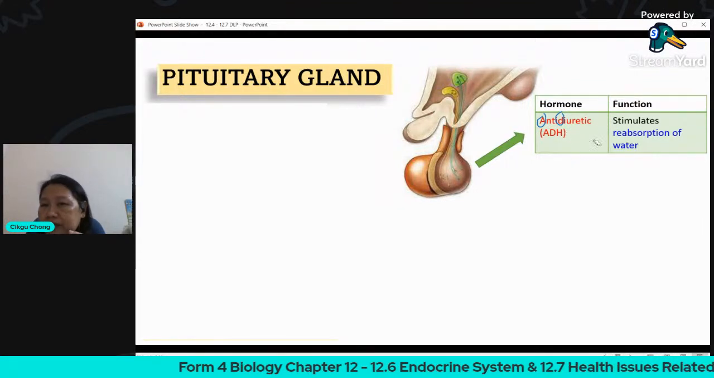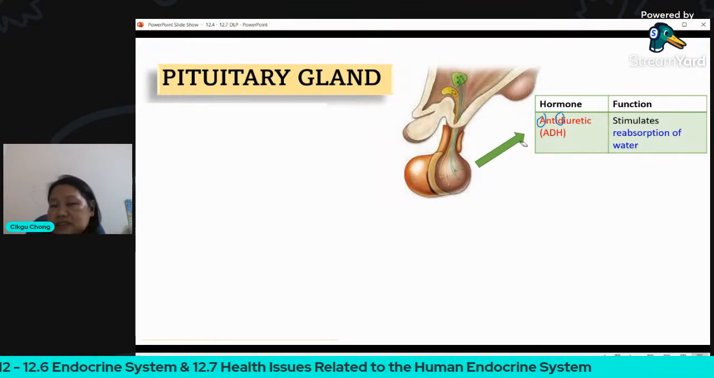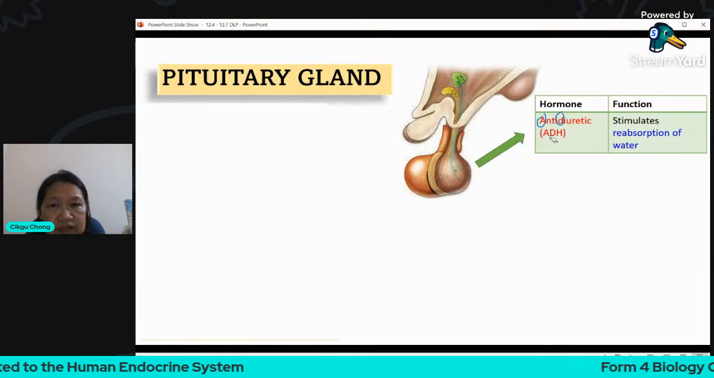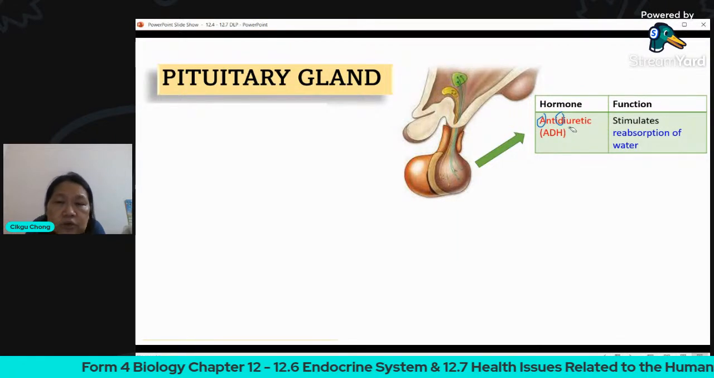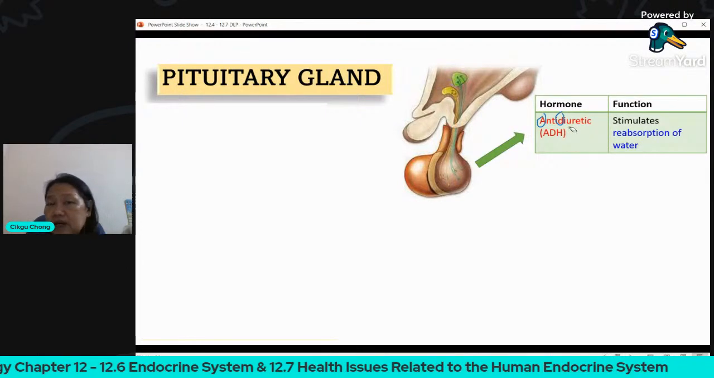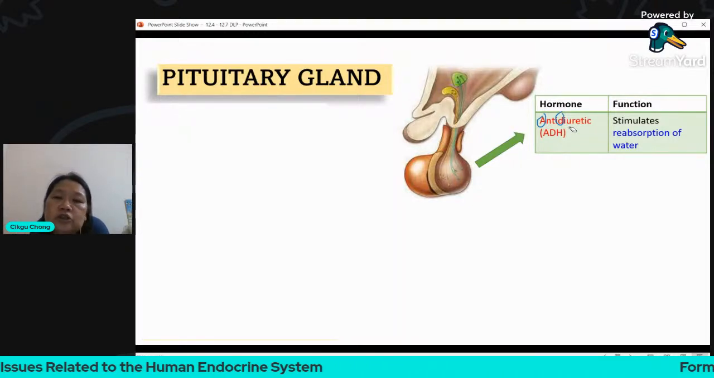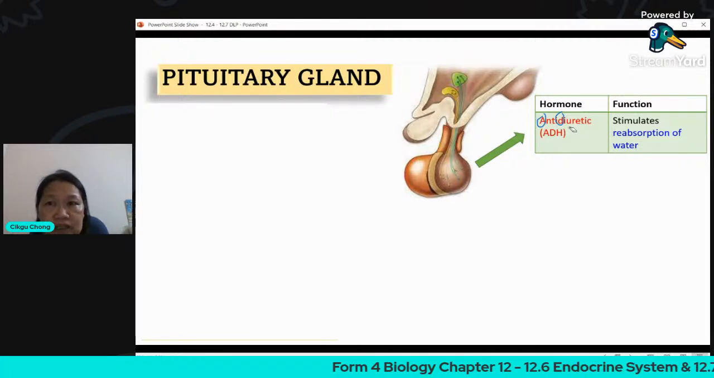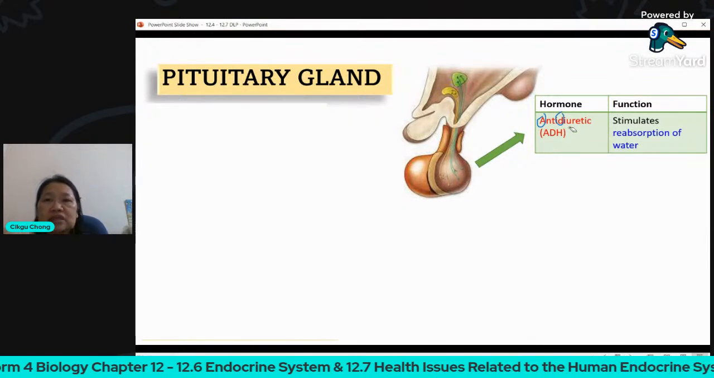So when the ADH is released into the blood, this ADH actually acts on where? What is the target organ? It is actually the kidney. You have a lot of renal tubules that will produce the urine. When there's a lot of ADH, it will stimulate the reabsorption of water. So a lot of water will be reabsorbed back into the blood, and that makes your urine less in volume. That means less urine, because your water is reabsorbed back.